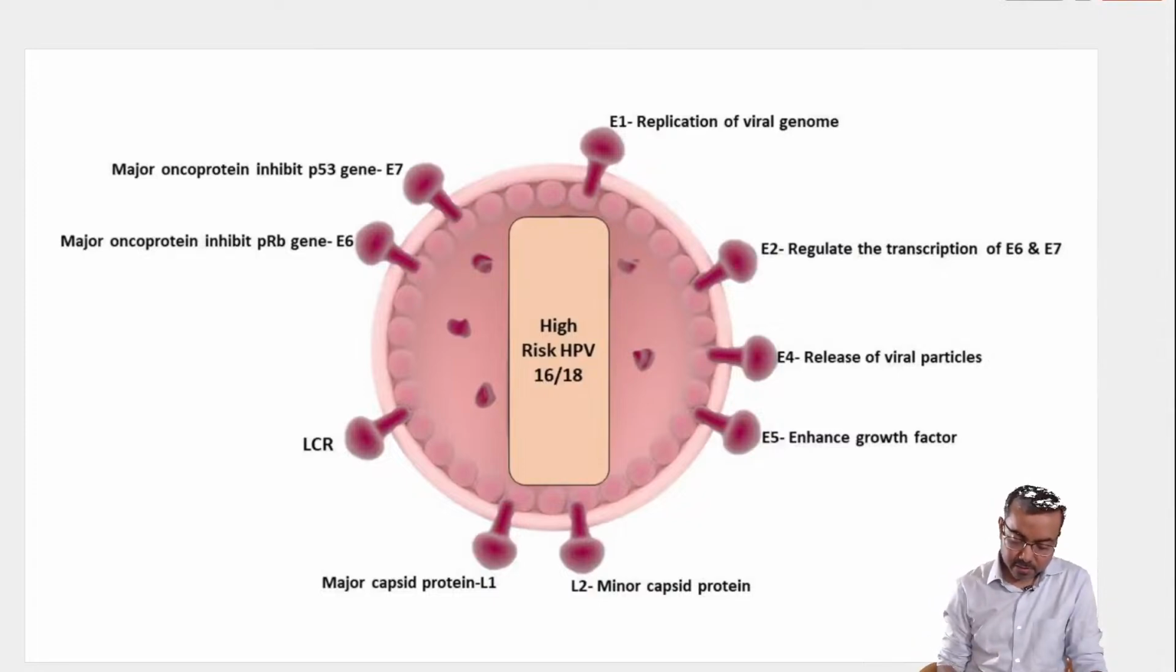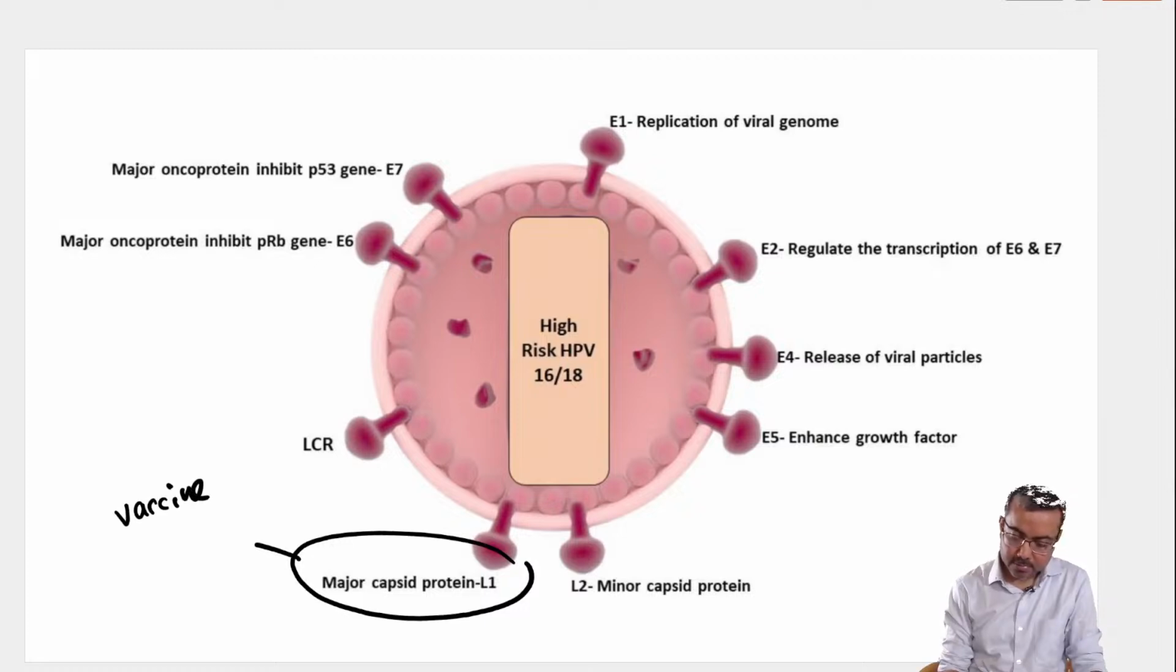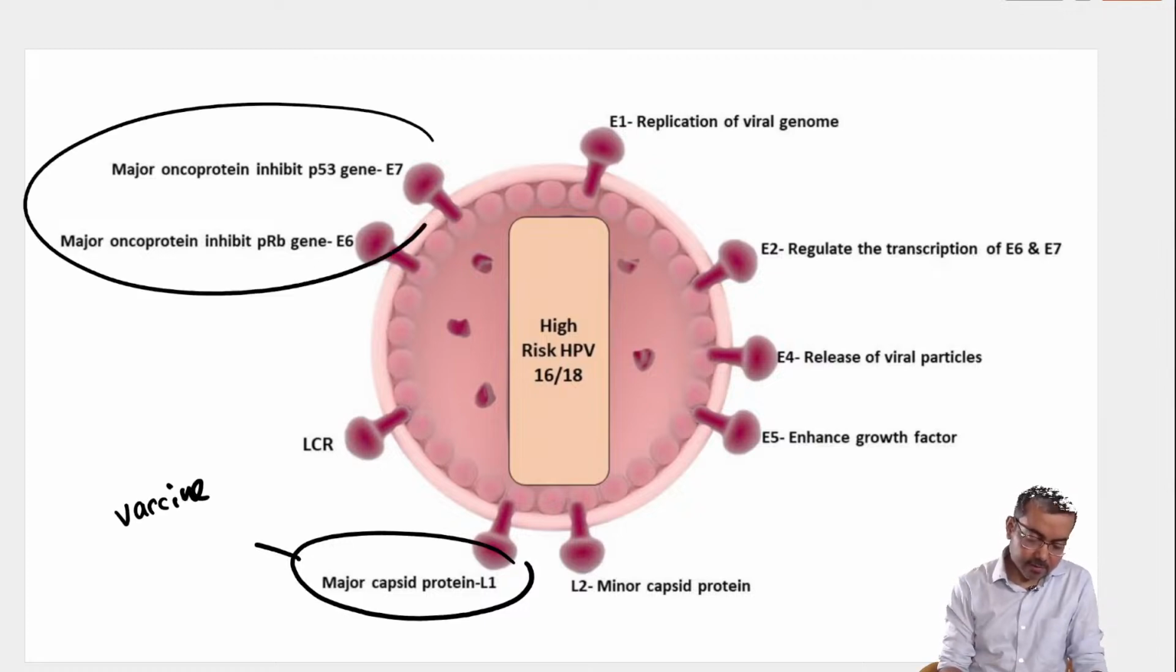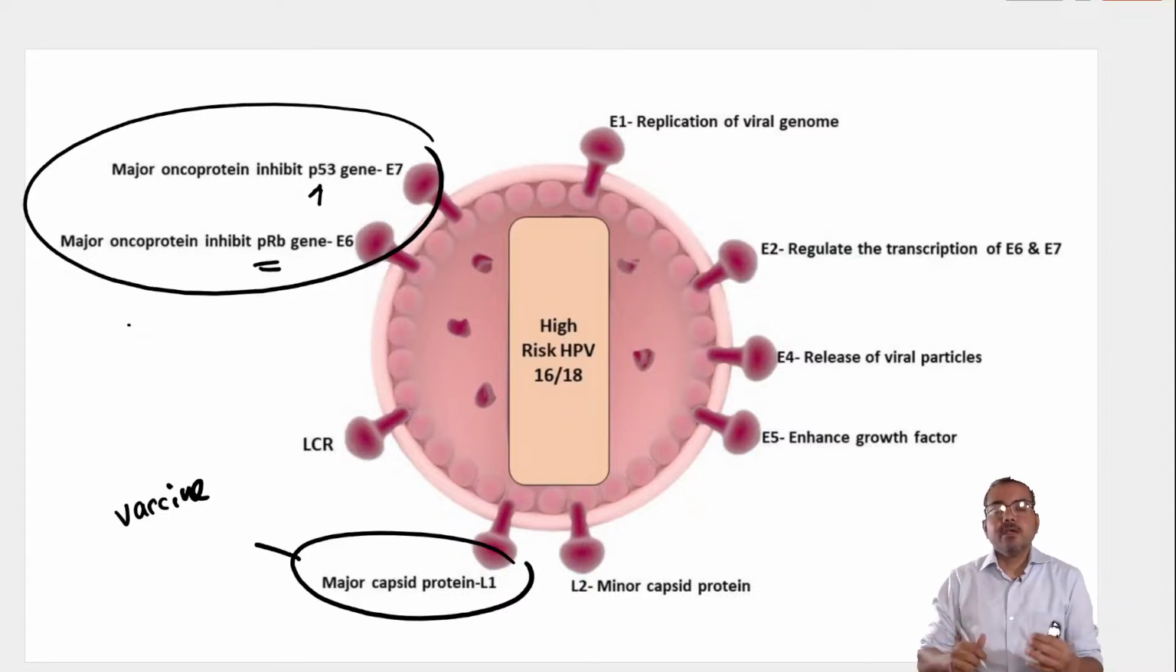This is the virus, sorry. This is the one which we are going to use for vaccine production, right? And E6 and E7 are the oncoproteins. Basically, they inhibit two things: P53, which is a tumor suppressor gene, and E6 and E7 are also inhibiting the RB gene, right? Clear? This inhibition creates oncogenic potential, especially cervical carcinogenesis.